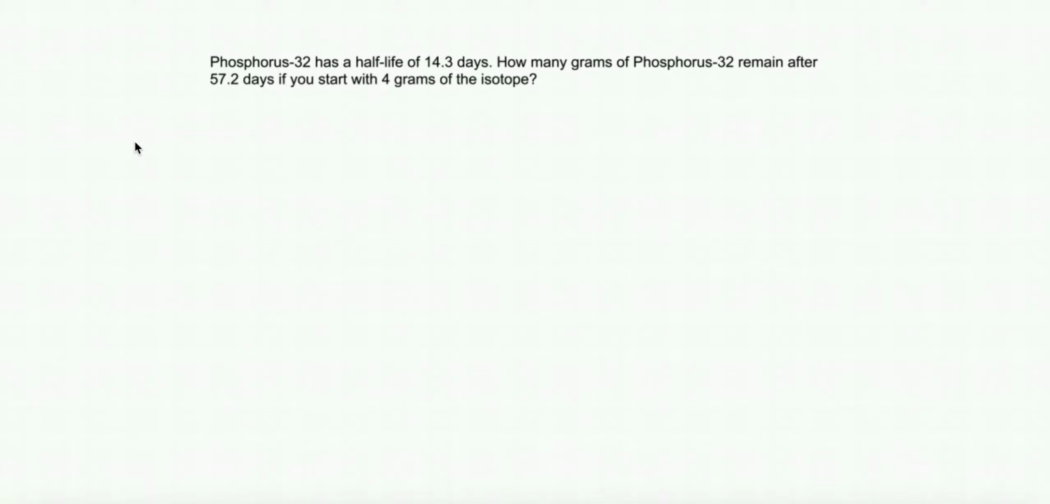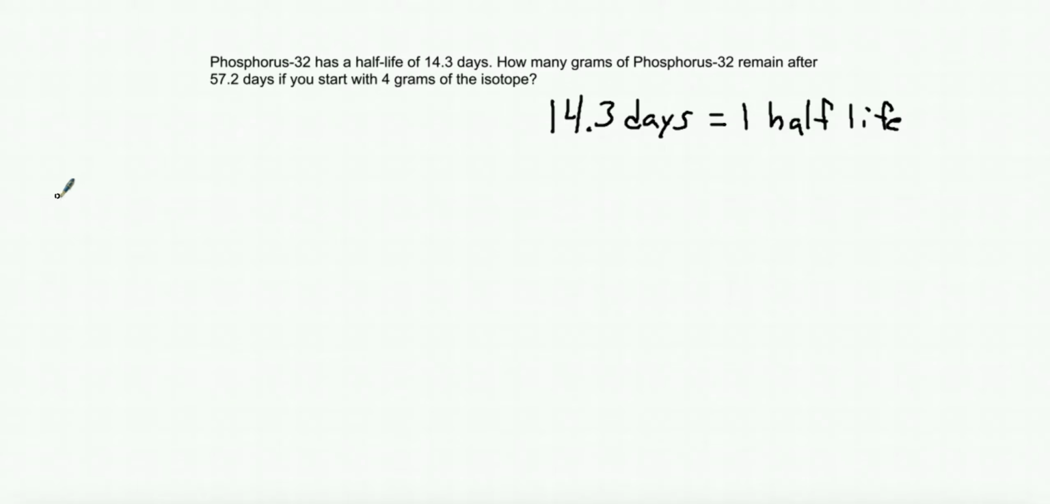Phosphorus-32 has a half-life of 14.3 days. We want to know how much phosphorus-32 is remaining after 57.2 days if we originally start with 4 grams of it. So our half-life of 14.3 days tells us that every 14.3 days, half of our sample will be gone. Now we're starting with 4 grams of it, and we want to know how much is left after the 57.2 day period. So we're starting with 4 grams of phosphorus-32.